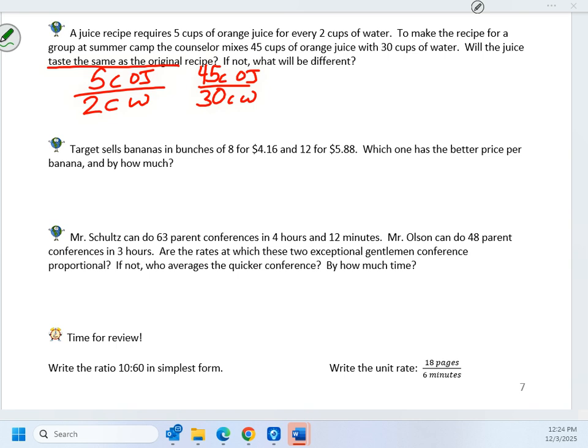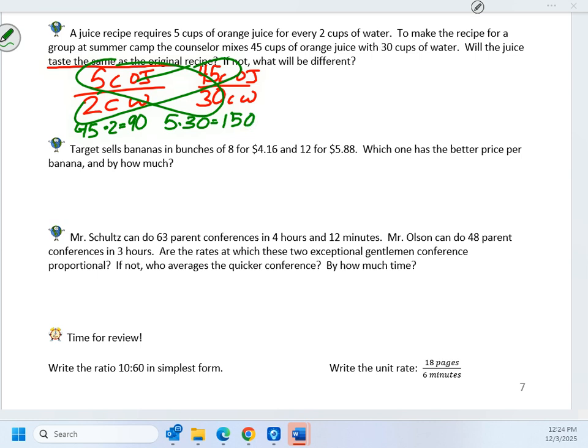Bo, tell me which way you used first. The cross. Okay, so Bo used the cross products. So he did 45 times 2, and he did 5 times 30. What did you get for 45 times 2? 90. And what did you get for 5 times 30? 150. Not 100. 5 times 30? Yeah, 150. Oh, that's what I thought you said.